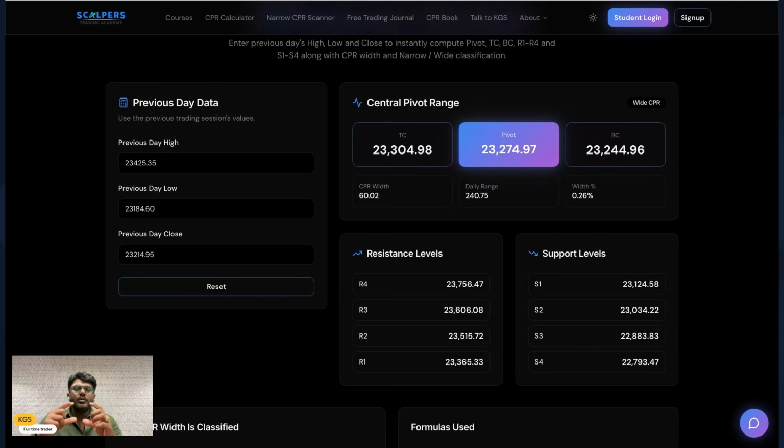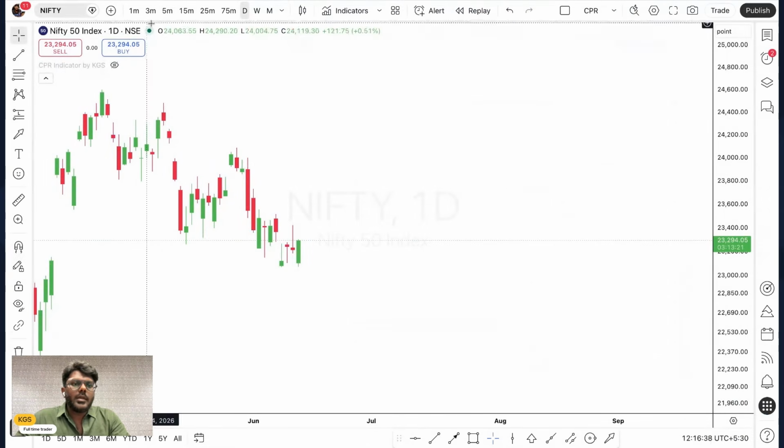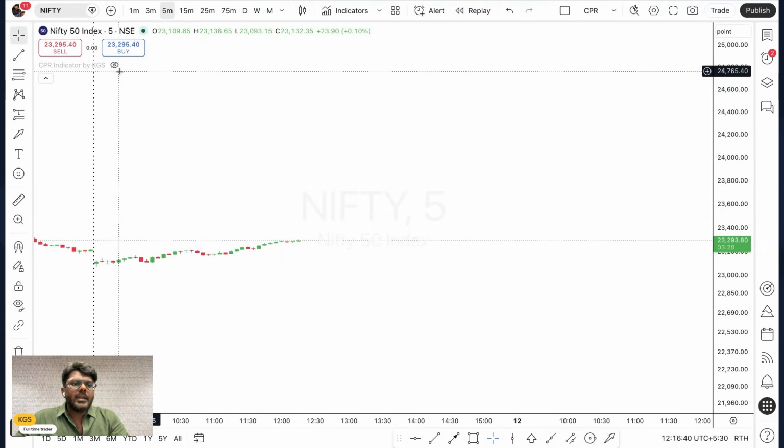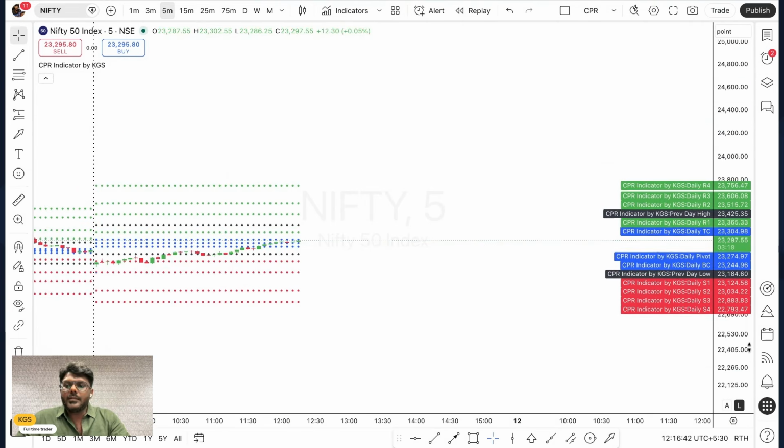And it will show you the CPR width, the distance between the TC and BC. It will show you the resistance and support levels as well. Let us cross-check quickly in the Nifty chart. Now let me go to the 5 minutes chart and turn on my CPR indicator.